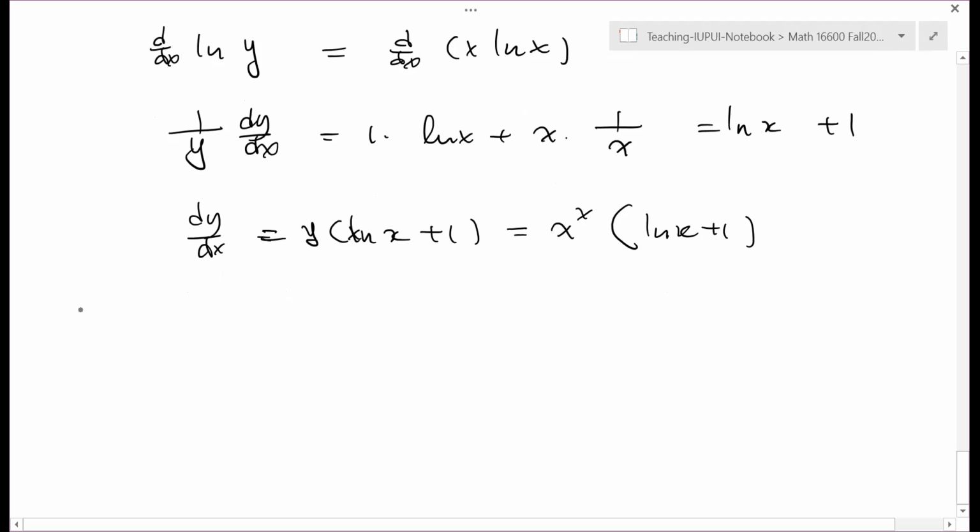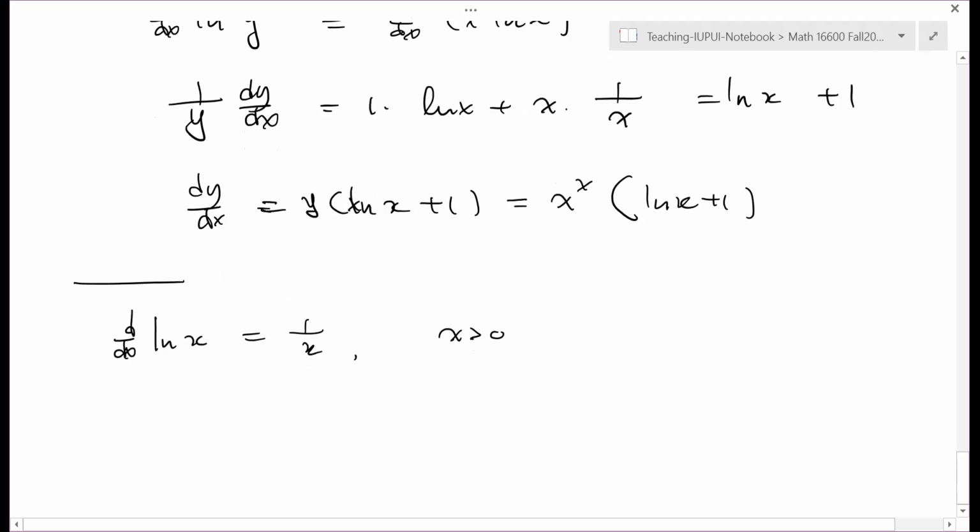All right. Let's recall the formula. The derivative of natural log x is 1 over x. That is true for x greater than 0, because otherwise natural log x is not defined. Natural log of x is defined only for positive x. So 1 over x is always positive. This function is an increasing function, but it's increasing a little bit slower because 1 over x is getting smaller and smaller. So if you look at the picture of natural log, it goes like that.